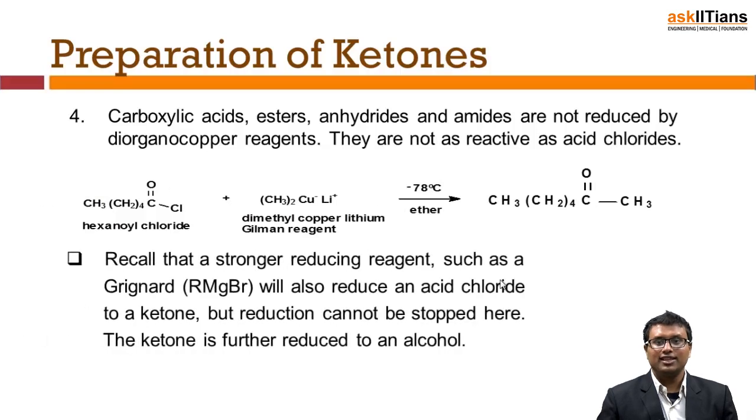Not only this, just recall the strong reducing agents such as Grignard reagent. You know that with Grignard reagent you can convert an acid chloride to a ketone, right? But remember, you may get a ketone, and it can be further reduced to an alcohol. That is the disadvantage of Grignard reagent. Yes, you may get a ketone using Grignard reagent plus acid chloride, but after getting the ketone, it won't stop the reaction. You may get an alcohol.